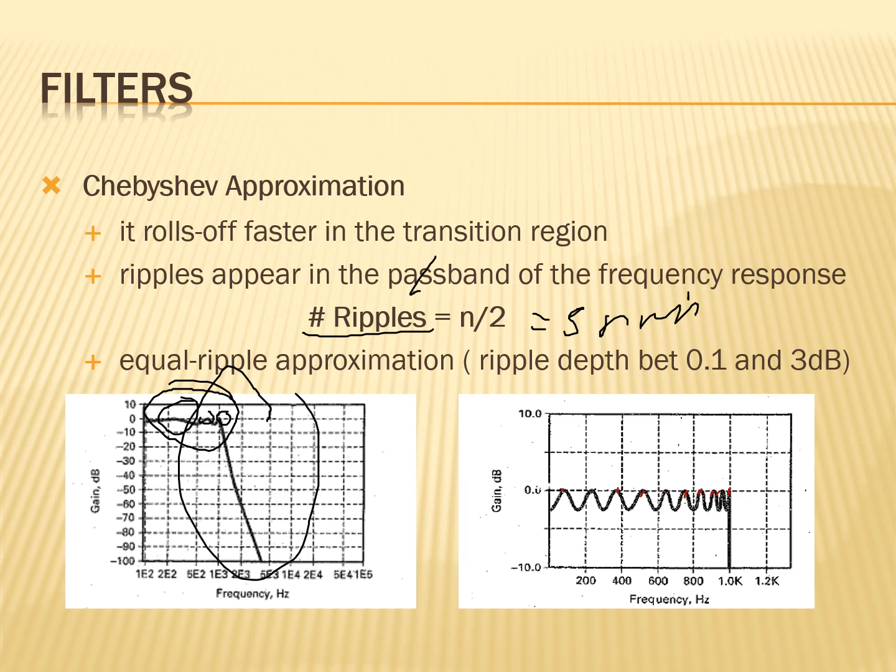We have an equal-ripple approximation if the ripples have the same peak-to-peak value. This is just a zoomed effect. We zoomed in so that you can see the ripple, but in reality it is very, very small, just like this one. In this one you cannot really identify the ripples, but we have 3 ripples there: peaking 1, 2, and 3. The acceptable ripple depth is around 0.1 to 3 dB.